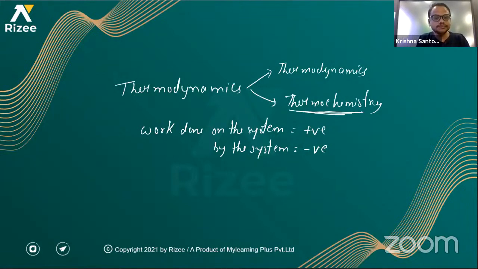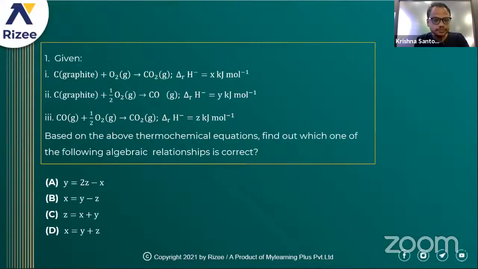So, first question, let's see. Given: C graphite plus O2 gives CO2, and delta H is X kilojoules per mole. C graphite plus half O2 gives CO, and delta H is Y kilojoules per mole. The third equation is CO plus half O2 gives CO2, and delta H is Z. Based on the above thermochemical equations, find which of the following algebraic relationships is correct. What is the relation between X, Y, and Z?